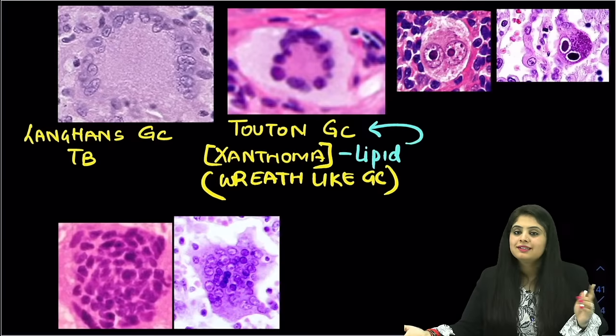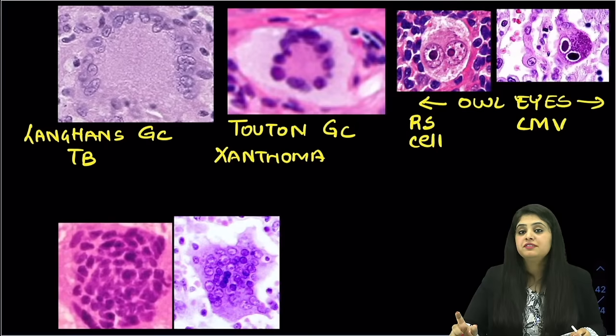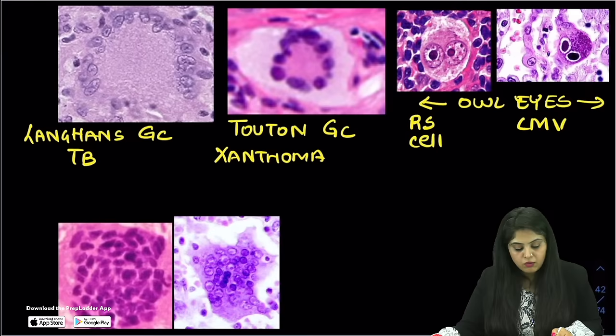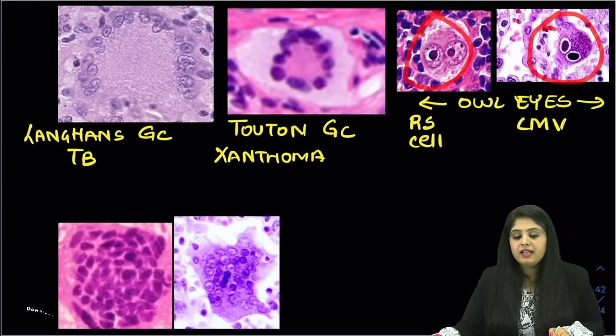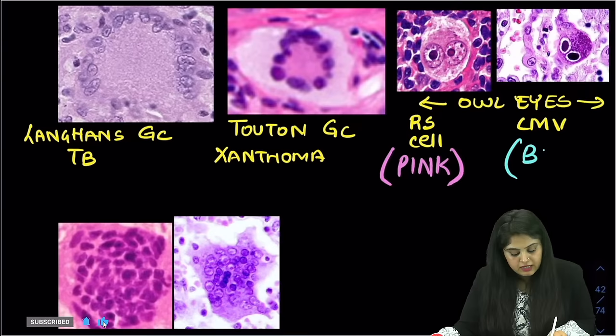Coming to the favorite, and whenever we feel these owl eyes are becoming old, repeated questions, the examiner reminds you that owl eyes will stay forever. The recent FMG exam had both the owl eyes given, right? We have one owl eye known as the Reed-Sternberg cell, and one owl eye that is cytomegalovirus. How will you differentiate? Who has pink eyes? Who has blue eyes? That is what you see. The Reed-Sternberg cell is very famously known for having pink eyes, and CMV is known for having blue eyes.